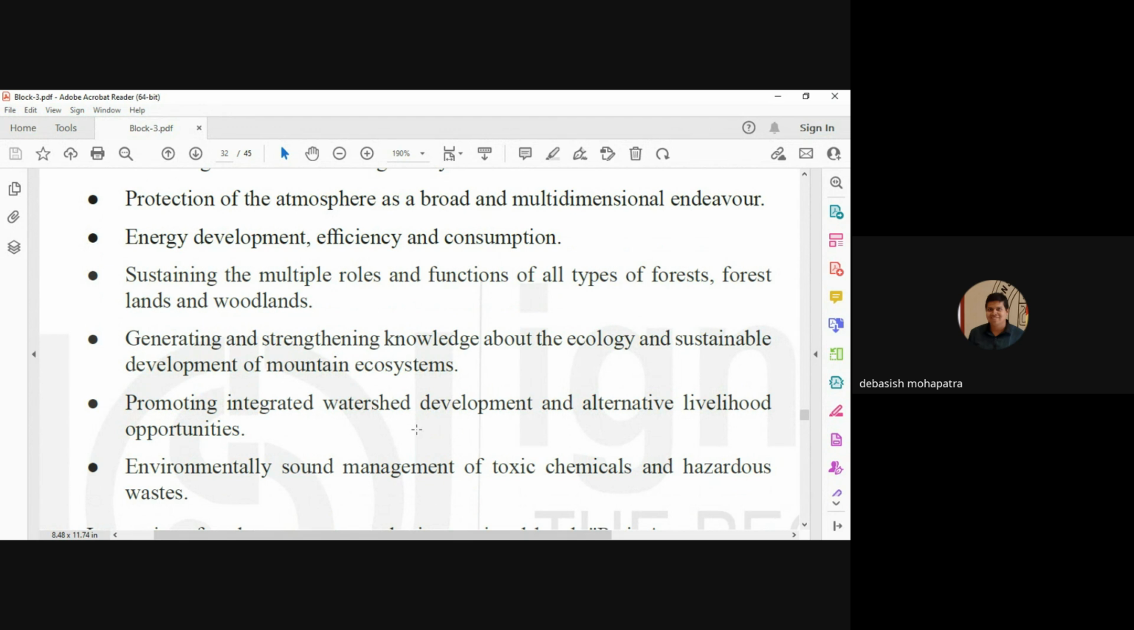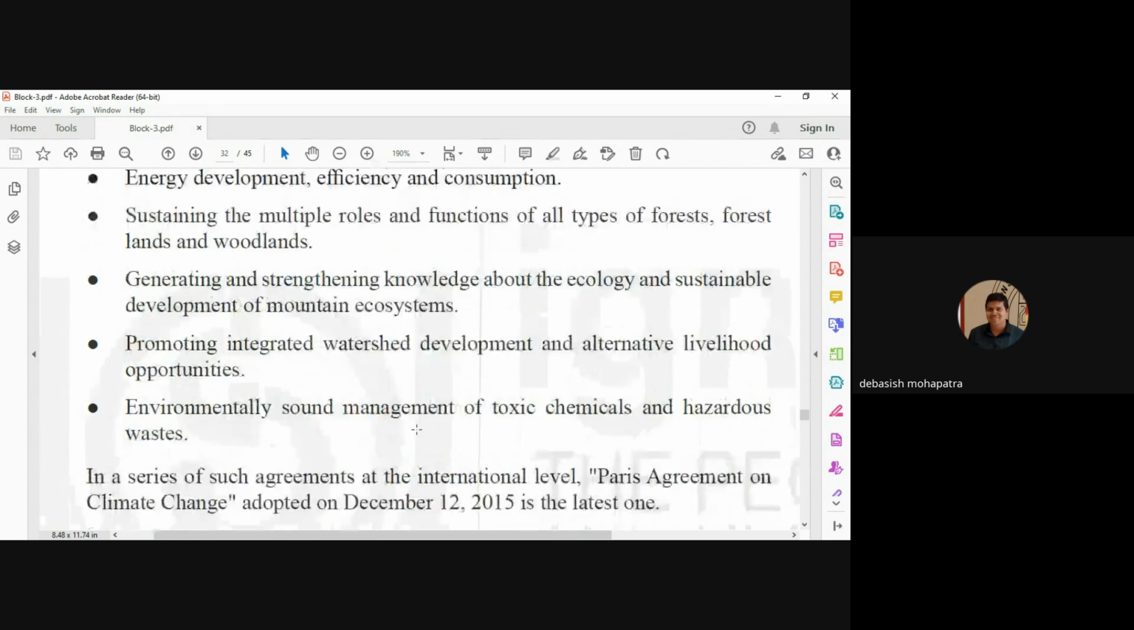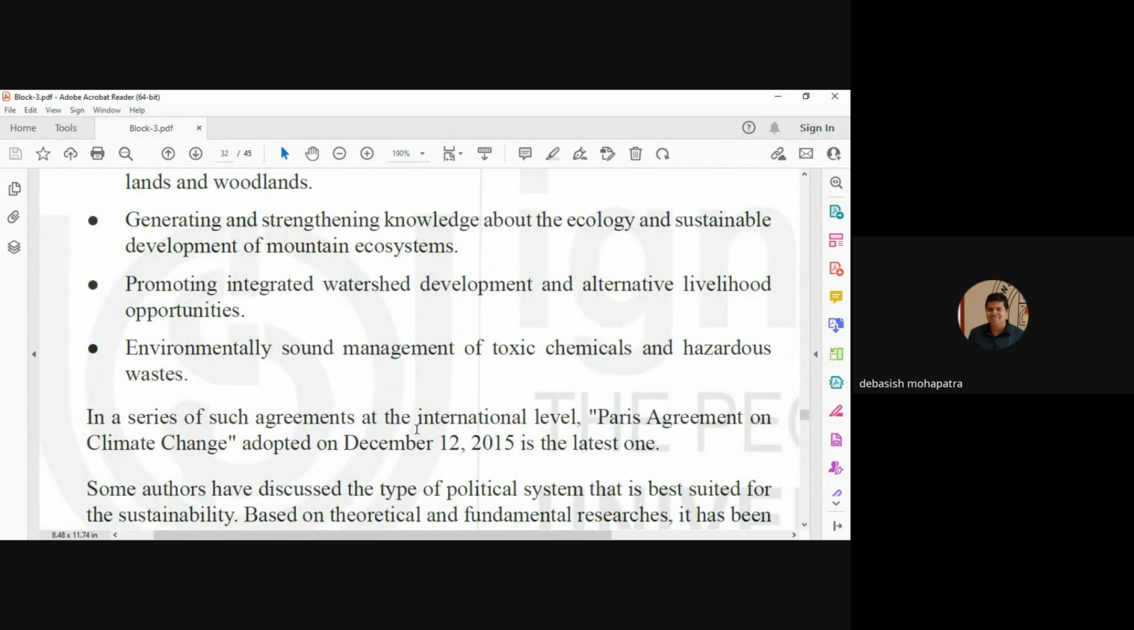sustaining the multi-role and functions of all types of forest, land and woodland, generating and strengthening knowledge about the ecology and sustainable development of mountain ecosystems, promoting integrated watershed development and alternative livelihood opportunities, and environmentally sound management of toxic chemicals and hazardous waste.